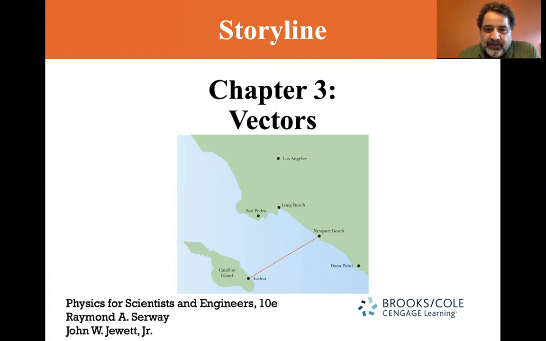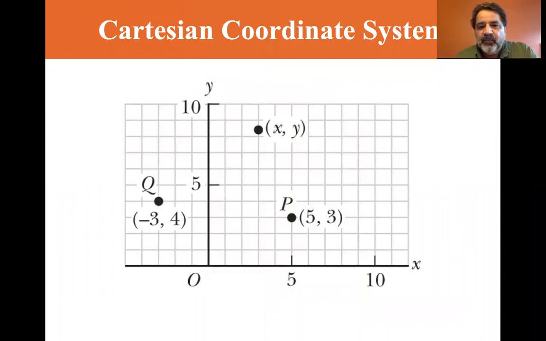Okay, vectors. They're showing a vector from Avalon, Catalina Island to Newport Beach. First, we have to discuss coordinate systems, and we're all familiar with the Cartesian coordinate system, attributed to Descartes. And so we have two specific points. P is at x equal 5 and y equal 3.